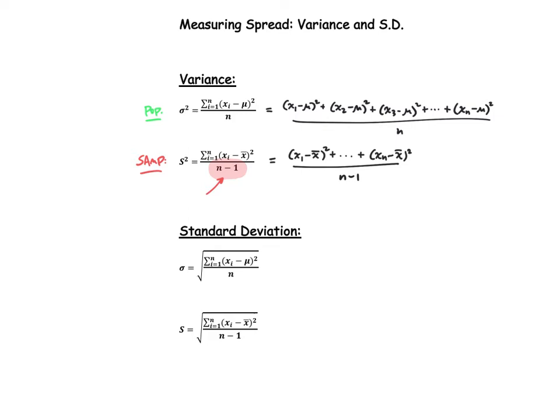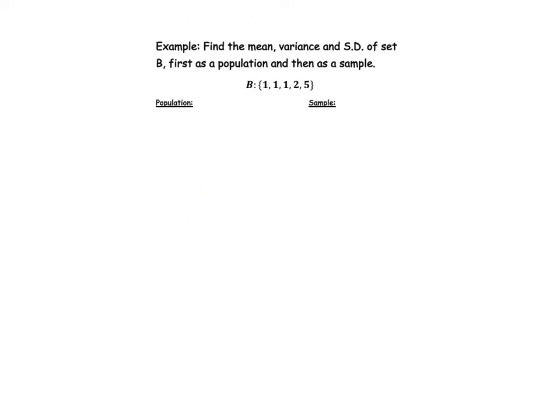Okay, so let's put this into play. This example says find the mean, the variance, and the standard deviation of set B as a population and then as a sample. Okay, so let's work the population. Let's first find the mean. Okay, so for the mean, we're going to add our terms up. 1 plus 1 plus 1 plus 2 plus 5 is 10. Number of terms, 5. Our mean is 2.